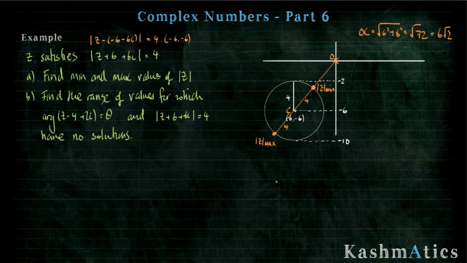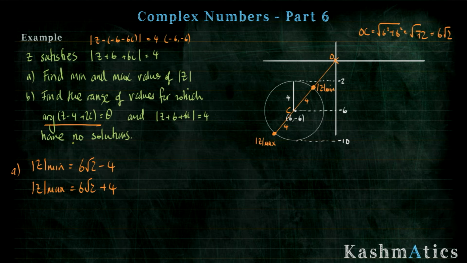So I can easily work out what Z min is now. Okay, so Z minimum will equal the distance from the origin to the center, take away 4. So 6 root 2 take away 4. And Z max will be 6 root 2 plus 4. So from here to here, 6 root 2, then plus 4 to get to the other side of the circle. Okay, so that's the first part done, nice and straightforward.